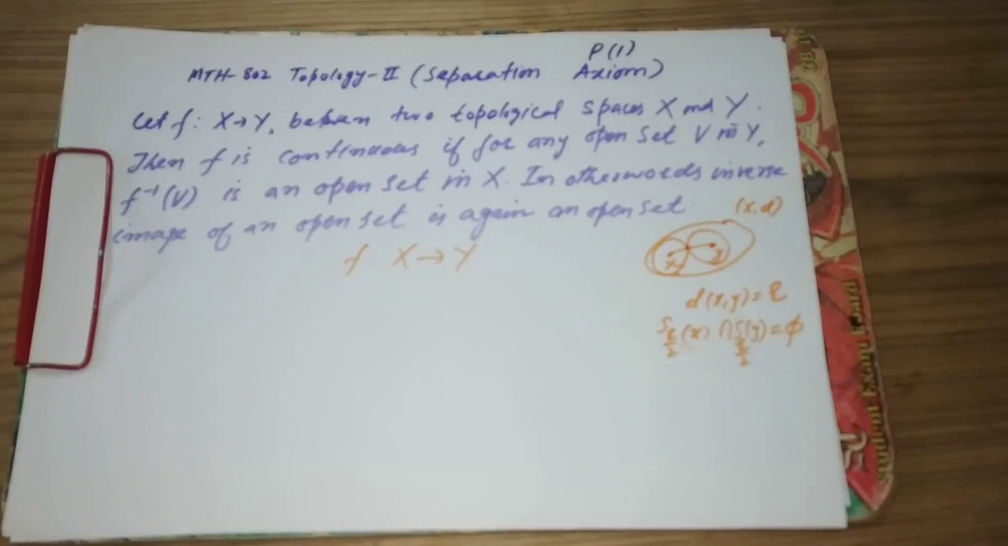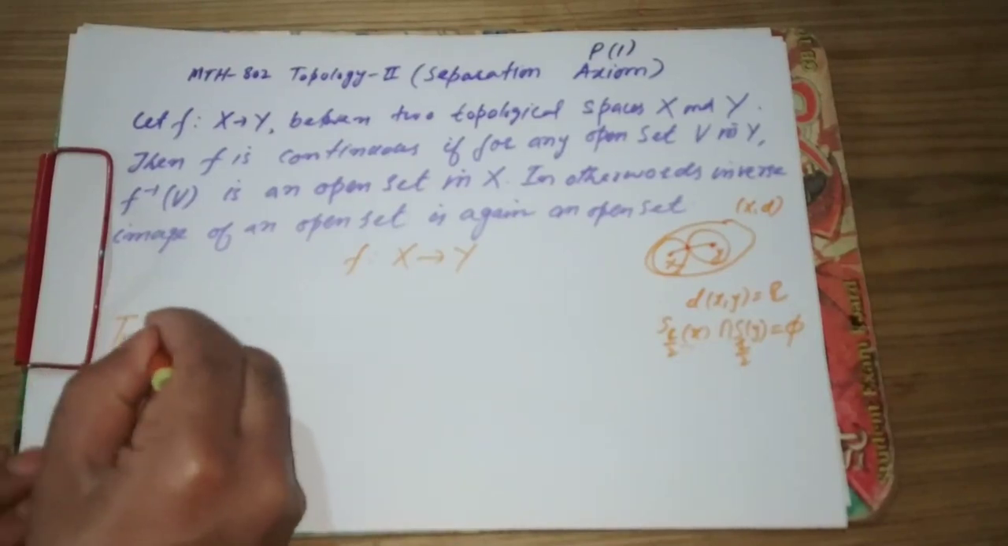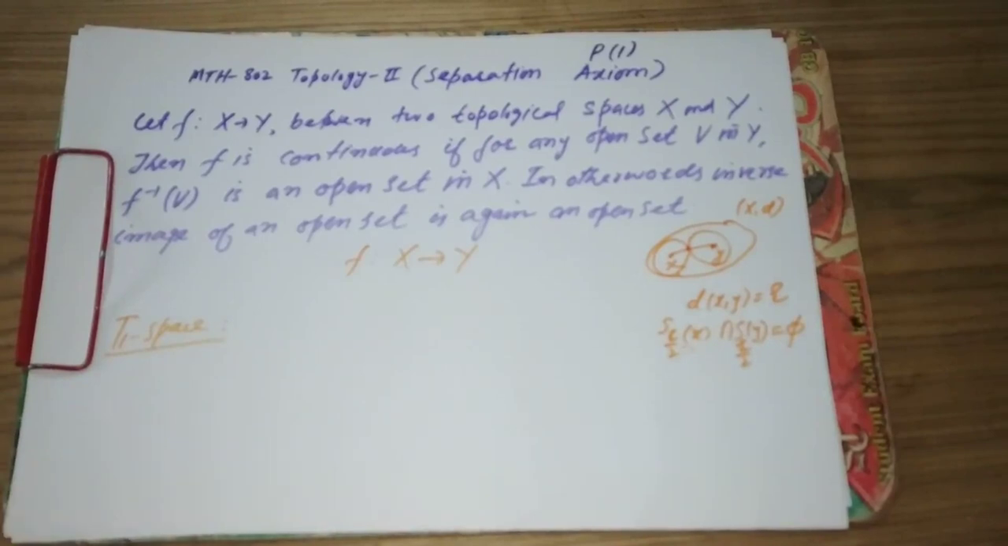But in general, this property does not hold in topological spaces. Based on these properties, whether the points are separated or not, we have characterized different classes of topological spaces. So let's define the first class of topological space that we call the T1 space. What is a T1 space? It's a topological space.